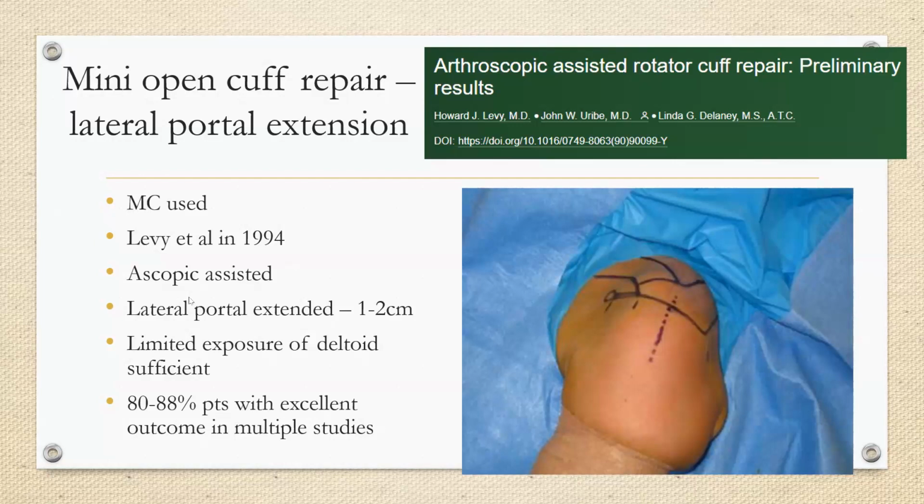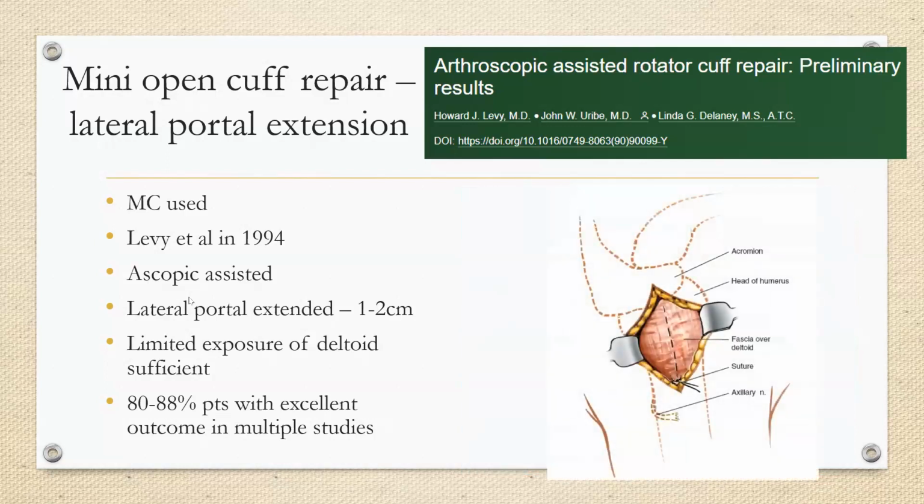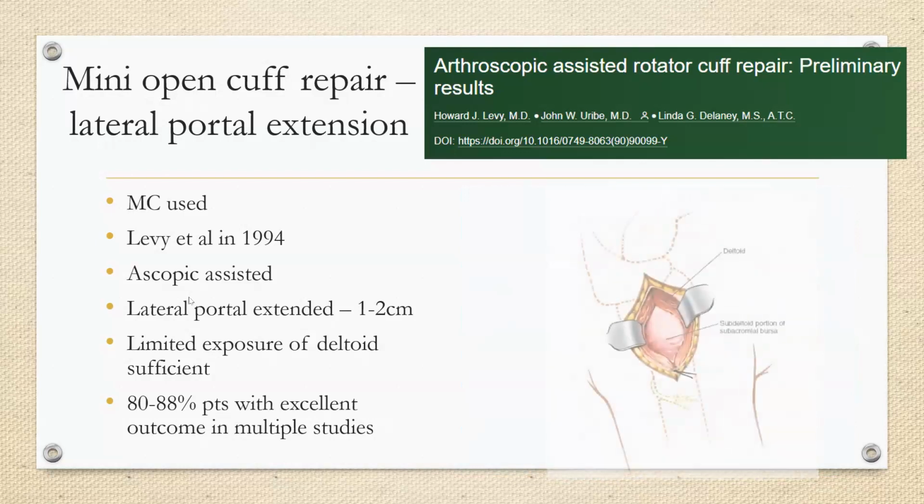Since most of the cuff mobilization and bursal dissection is done arthroscopically, there is only a minimal window needed at the lateral aspect. Minimal dissection, a minimal window is needed to attach to the footprint. So limited exposure of the deltoid is sufficient. Again, care should be taken to avoid the axillary nerve down below. Most studies showed good results with the lateral portal extension technique. With this, the deltoid fascia and the fibers are split along their fibers, exposing the subacromial bursa.